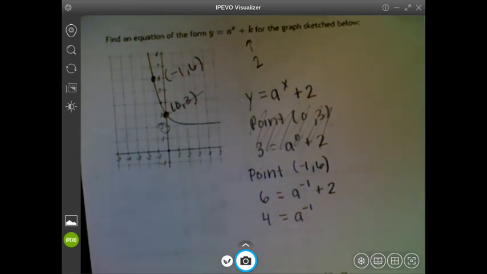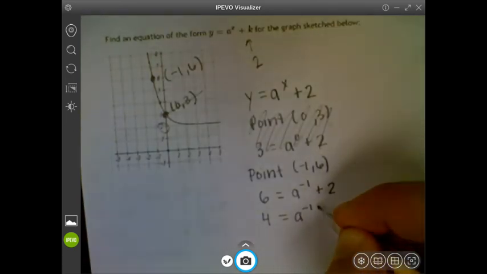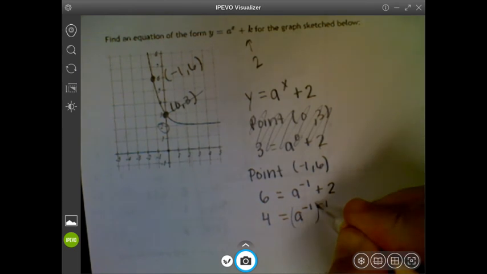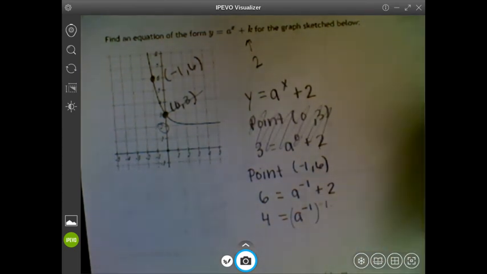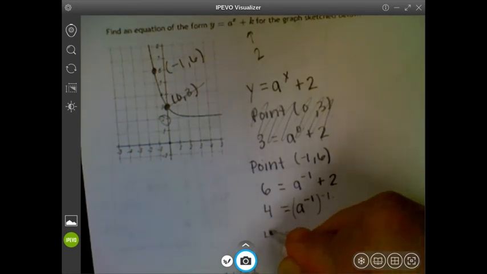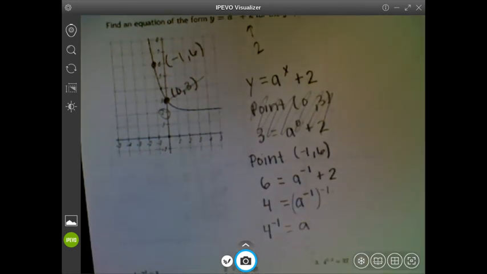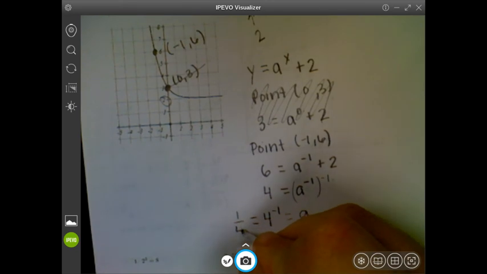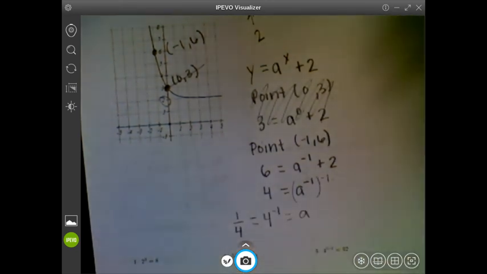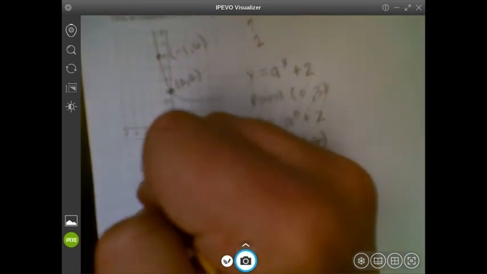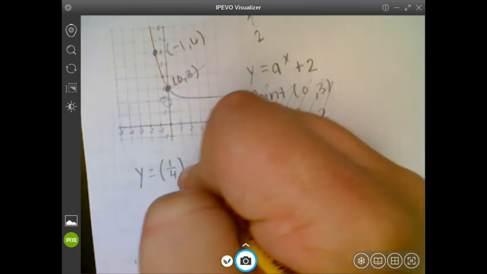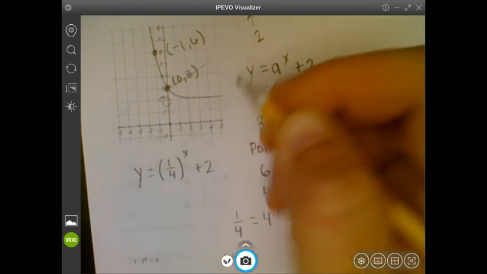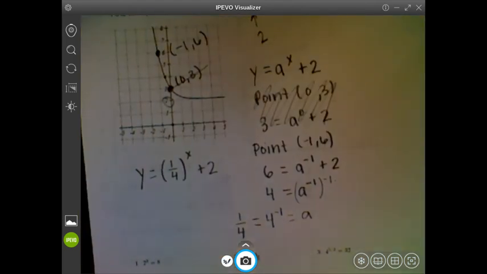You might not know the algebra associated with this. What you can do is, if you have a power of -1 and you raise this to a power of -1, you multiply the exponents together and get +1, which leaves you with just an a. So this would be 4 to the -1 power. We talked about earlier, when we were figuring out what negative powers mean, that it's actually a fraction, 1 over 4. So your a value is a fourth. Your actual formula would be y equals (1/4) to the x plus 2. That would give you the equation of that exponential.